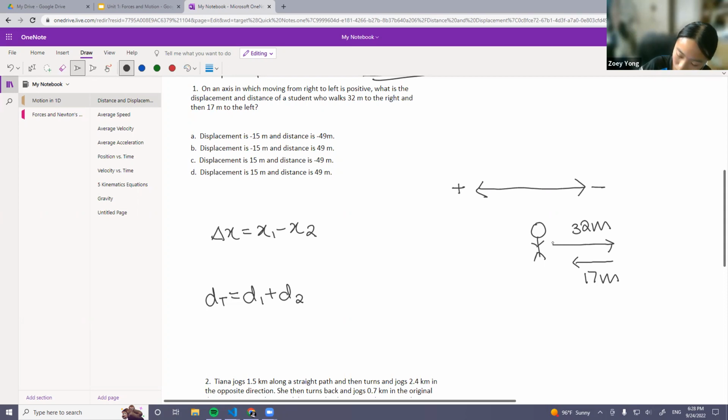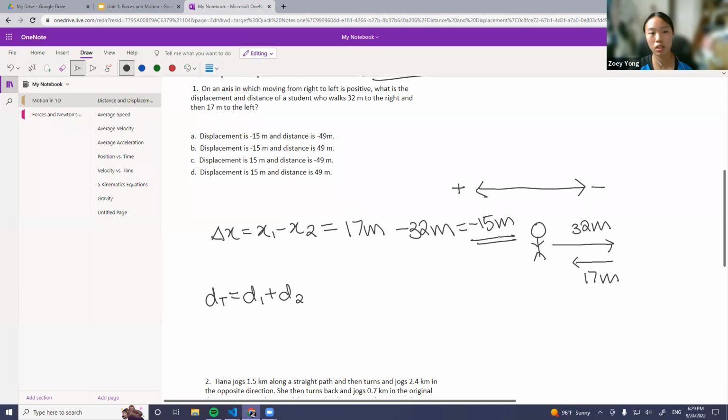So that means this way, the 32 meters is going to be negative because it said, like in the question, to the right is negative. So this way is negative. So your displacement here, this one is minus x2. So x2 is going to be 32. So minus 32 meters. And then this way is positive. So it's plus 17 meters. So it's 17 meters minus 32 meters, which is negative 15 meters for displacement.